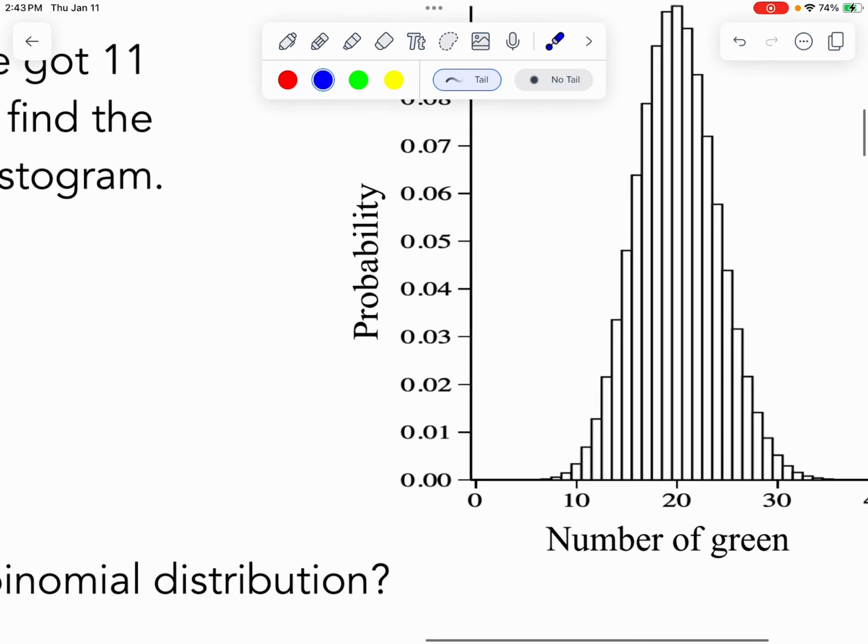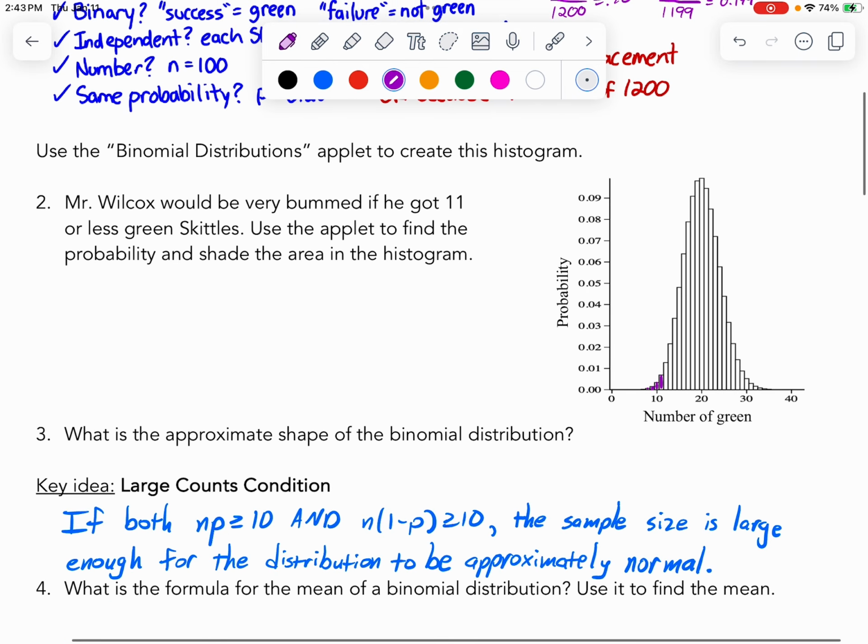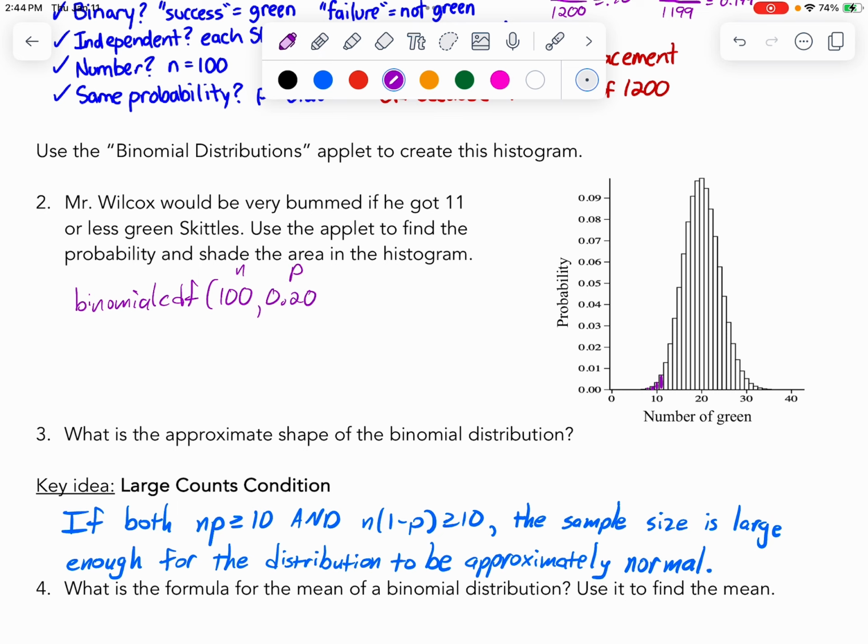Okay, if you shaded it on your graph, we're doing pretty much like this. Now, if you did the calculator, it would be binomial CDF. 100 trials, that's N. Probability of success is 0.20, that's P. And we want 11 or less, so I do that. You can do that in the calculator, and that would give you 0.0126, which was 1.26%.